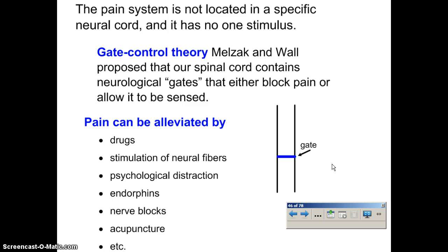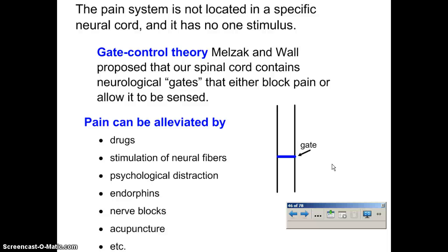Drugs, especially endorphin agonists, can prevent pain messages from being sent by blocking neural transmission. Another interesting way to relieve pain is stimulation of neural fibers. This is why, if your leg hurts, rubbing it can actually help. The rubbing or massage sends simultaneous messages which can block or minimize the pain message.